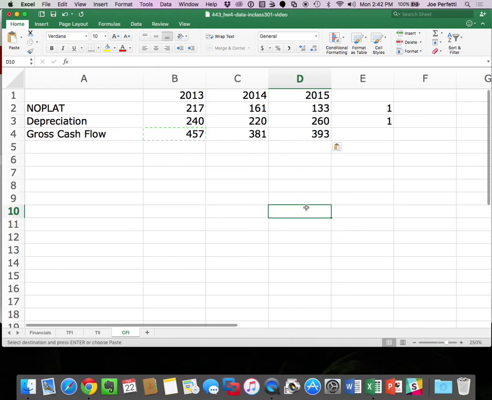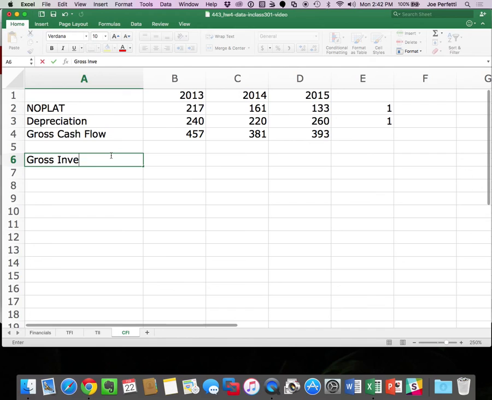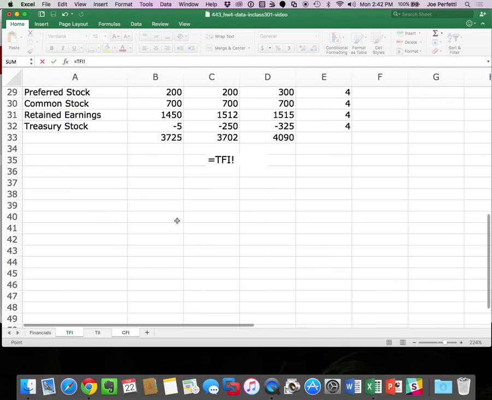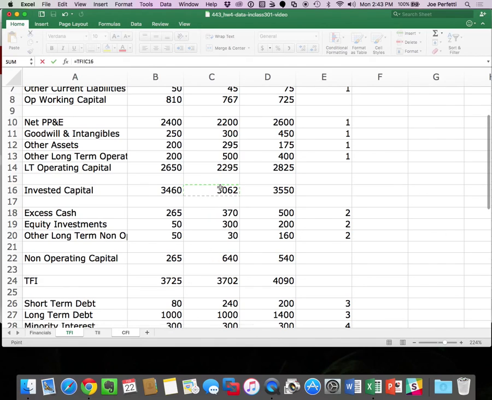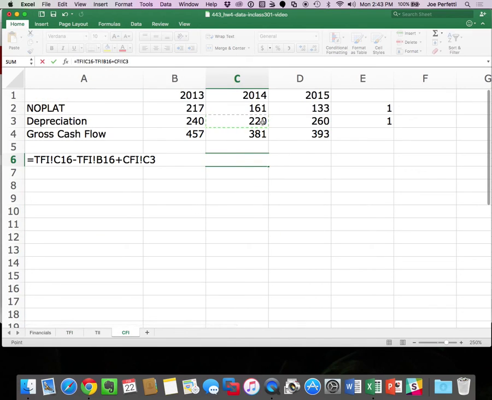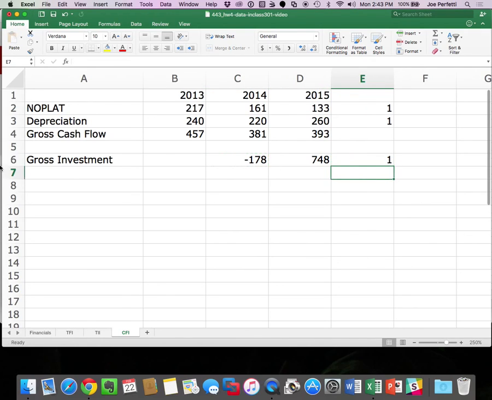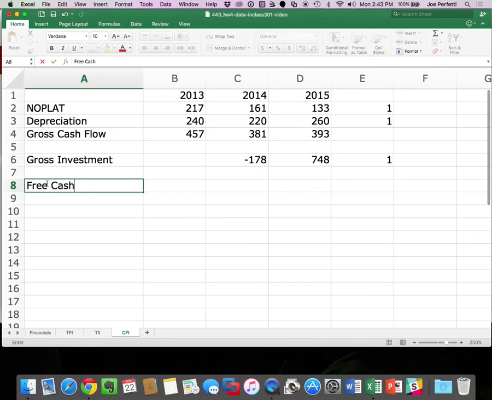So this is the gross cash flow for the 3 years. What are we spending on? Well, in operating activities, we spend on what's called gross investment. So gross investment is the reinvestment we're making into the business. Again, this was the shortcut I gave you: change in invested capital plus current year's depreciation. And free cash flow is the gross cash flow minus the gross investment.